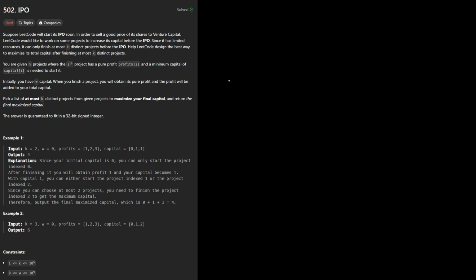So right here, let us understand what it is saying. It is saying I might have W, which would be the working capital. Initially, it is 0 in this case. We have profits, so profits would be 1, 2, and 3, and capital would be 0, 1, 1.